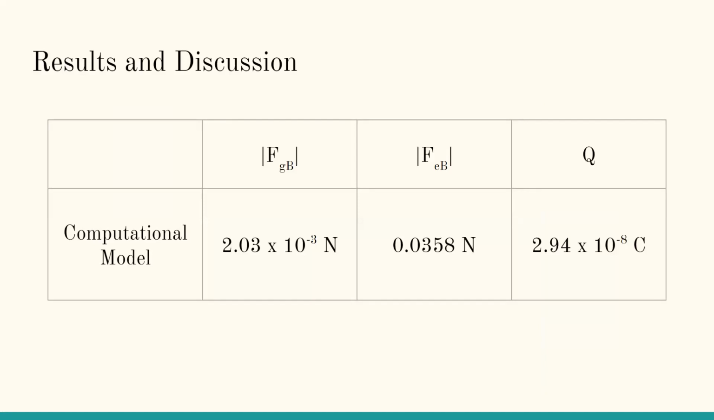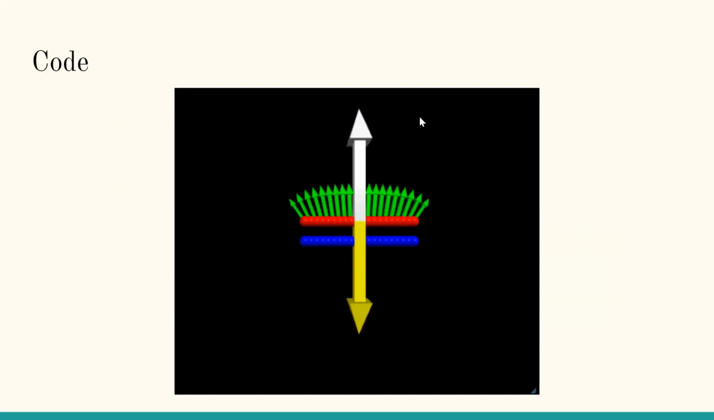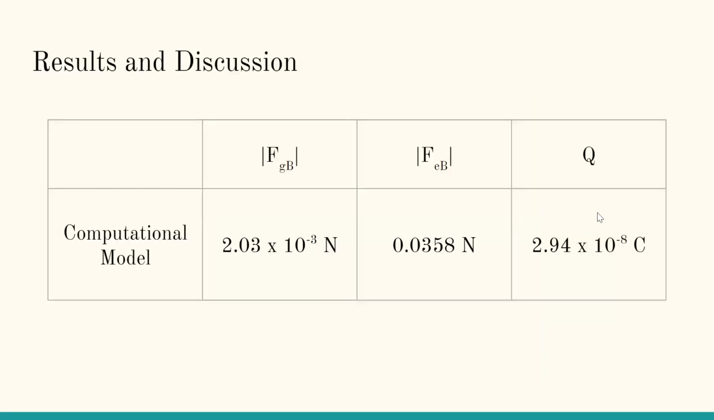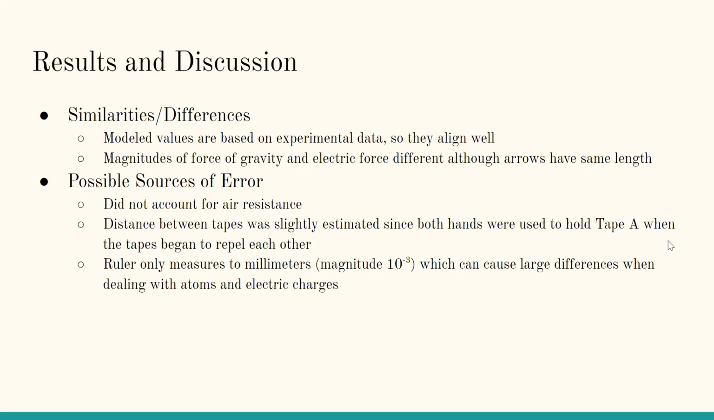So coming back to these results, we see that the electric force and the force of gravity have different magnitudes here, but in the model, they have the same arrow length. And then the charge was calculated to be 2.94 times 10 to the negative 8 coulombs. So like I just said, the differences in the magnitudes of force of gravity and electric force were very interesting considering they had the same length.